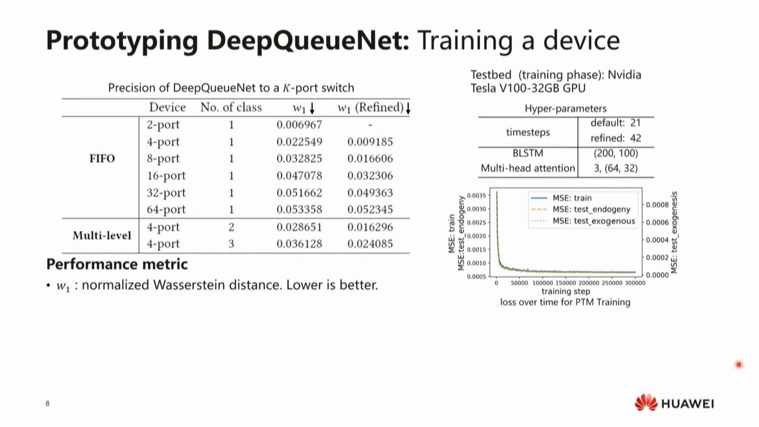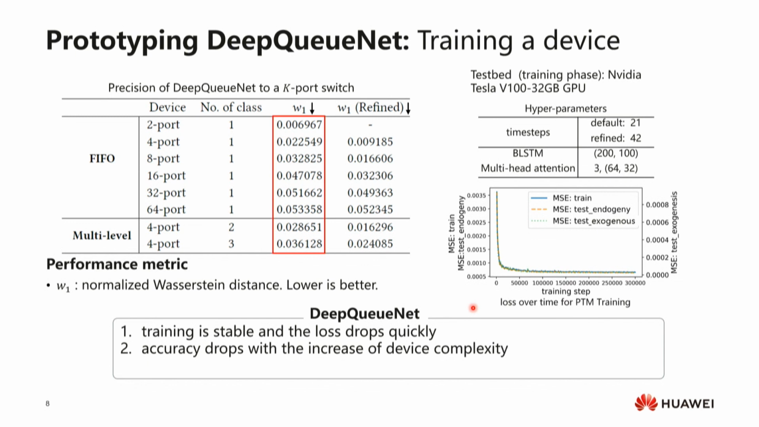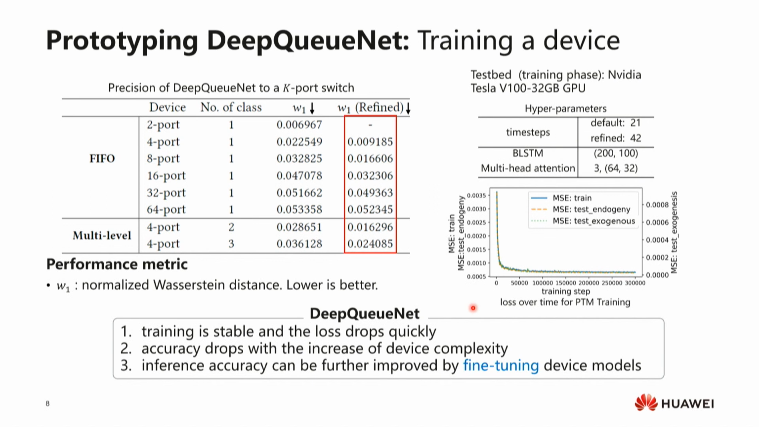So let's see the training result of a device. So here, this is a parameter of our test bed as well as hyperparameters. And here we use W1, the normalized Wasserstein distance as a performance metric, and the lower is better. Here we can see, first from this figure, that the training is stable and the loss drops quickly. And then we have to admit that the accuracy drops with the increase of the device complexity. But the inference accuracy can be improved by fine-tuning device models.